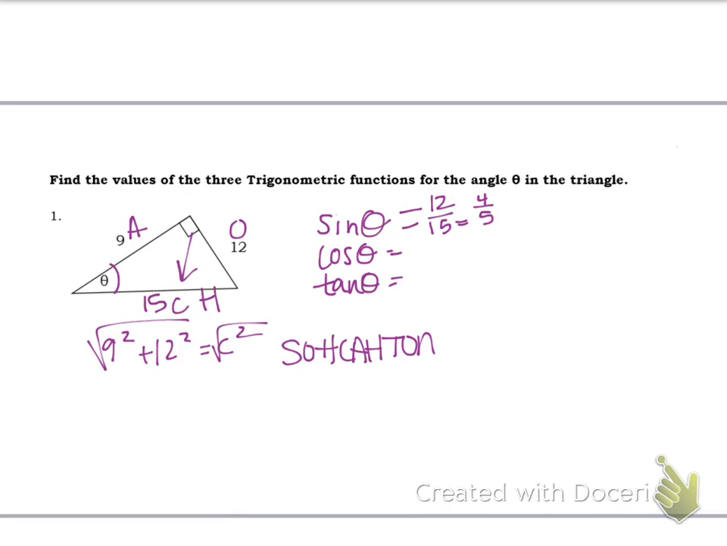Again, if there's a square root in the bottom, you multiply by the square root, top and bottom, to get rid of it. Okay, cosine is A then H, so 9 over 15, which simplifies to 3 over 5. Tangent is O then A, so 12 over 9, which simplifies to 4/3. We're not trying to find the angle, we're just trying to set up our fractions here.